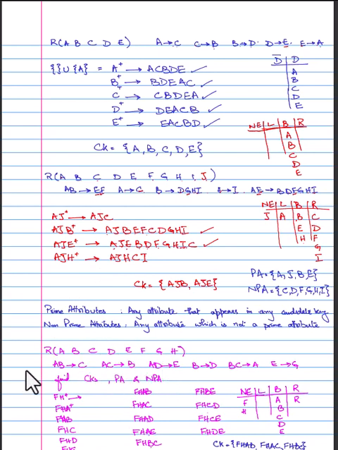This is another example. R is defined over A, B, C, D, E, F, G, H, and these are the dependencies given. If you solve this example, you can easily find the candidate key, so it is calculated. You can solve it by practicing it at home.